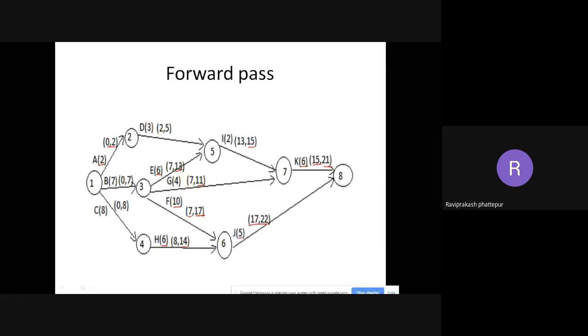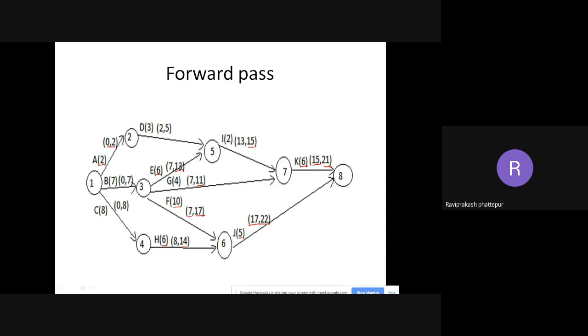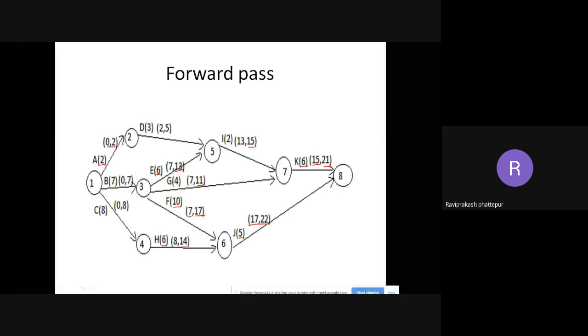Okay, so you got what is forward pass and how to do it. Always remember, forward pass is written on top, that is on top of the arrow, that is the activity, and the backward pass will always be written at the bottom. So for the examiner, or if you give these notes to someone else who knows this, whenever they see any number on top of the line, it is the forward pass, and anything written at the bottom of the line is the backward pass.